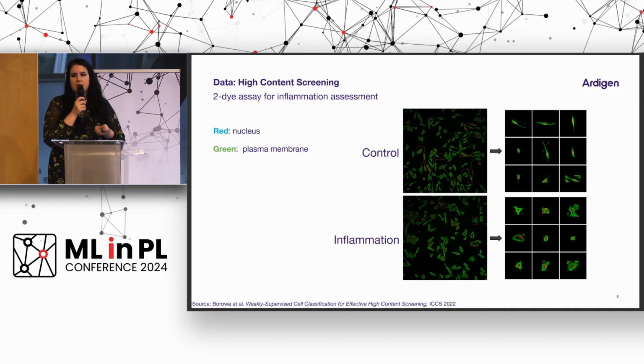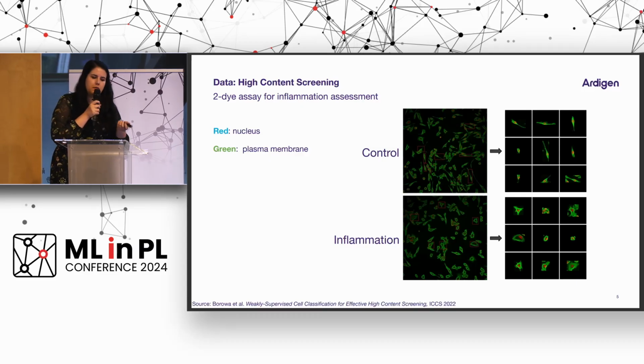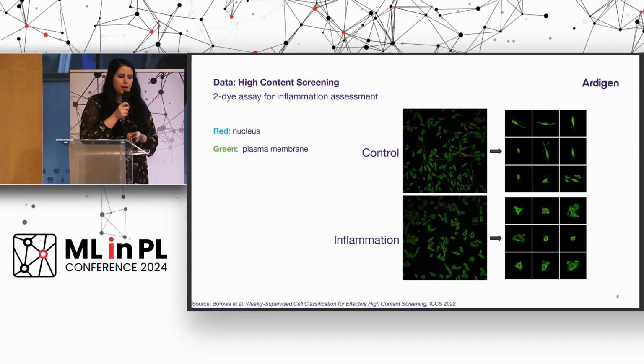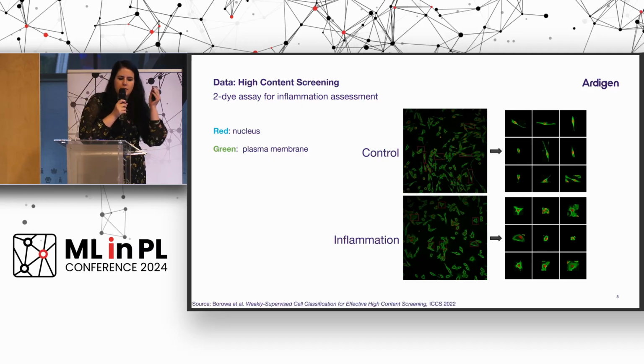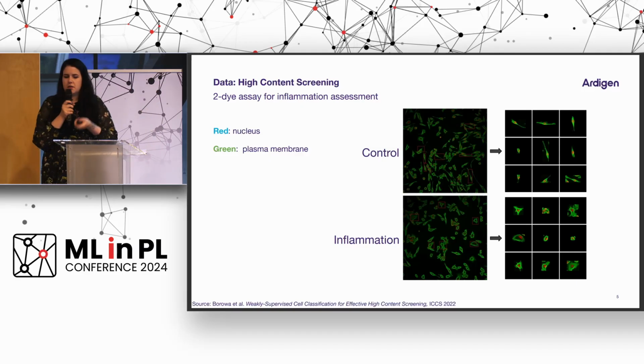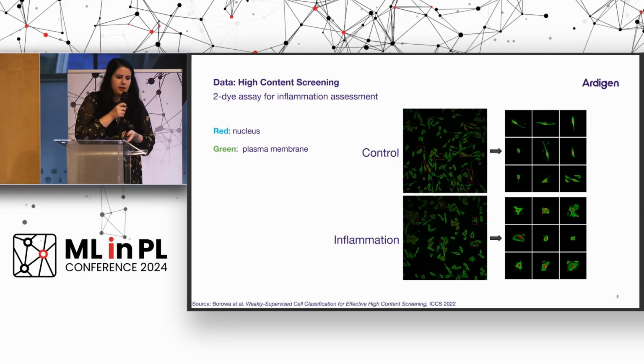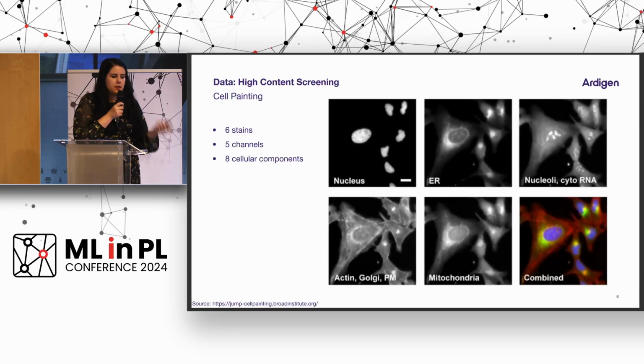And then we have cells that are inflamed. This kind of inflammation can lead to things like neurodegenerative diseases, for example. And what we can see on the cells is that they are rounder, there are some spikes, and those are actually things that we can describe. Then the more complex example is cell painting, where we have six different stains.